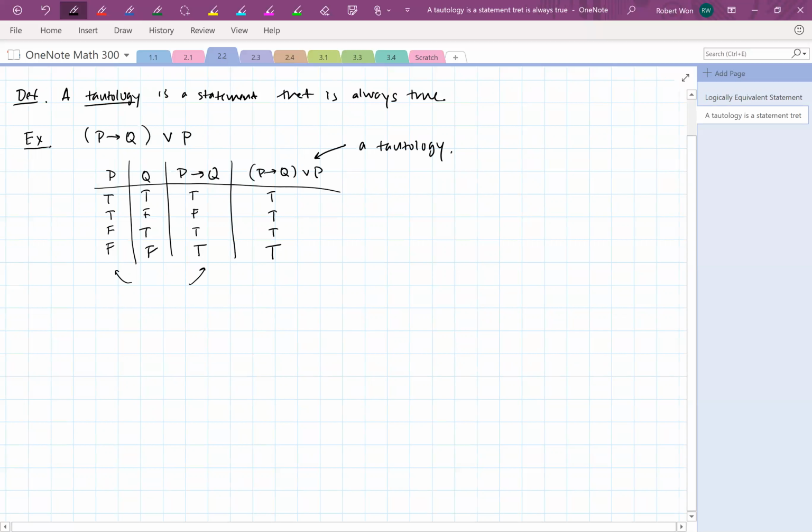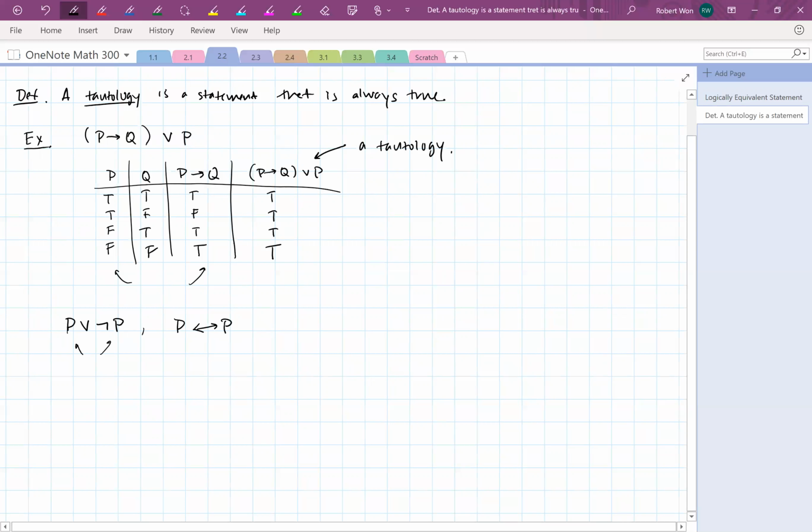Okay, some other tautologies, which are maybe easier to understand why they're tautologies, is the statement P or not P. This is a very classic tautology, right? Because every statement is either true or false. For every statement, either it's true or its negation is true. And therefore P or not P is always true because exactly one of these will be true and one of them will be false.